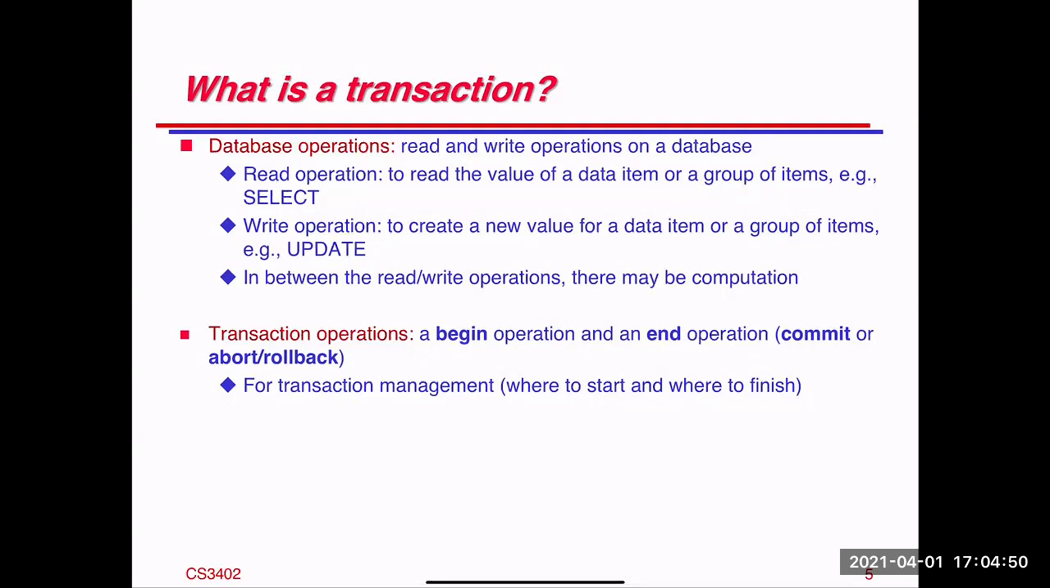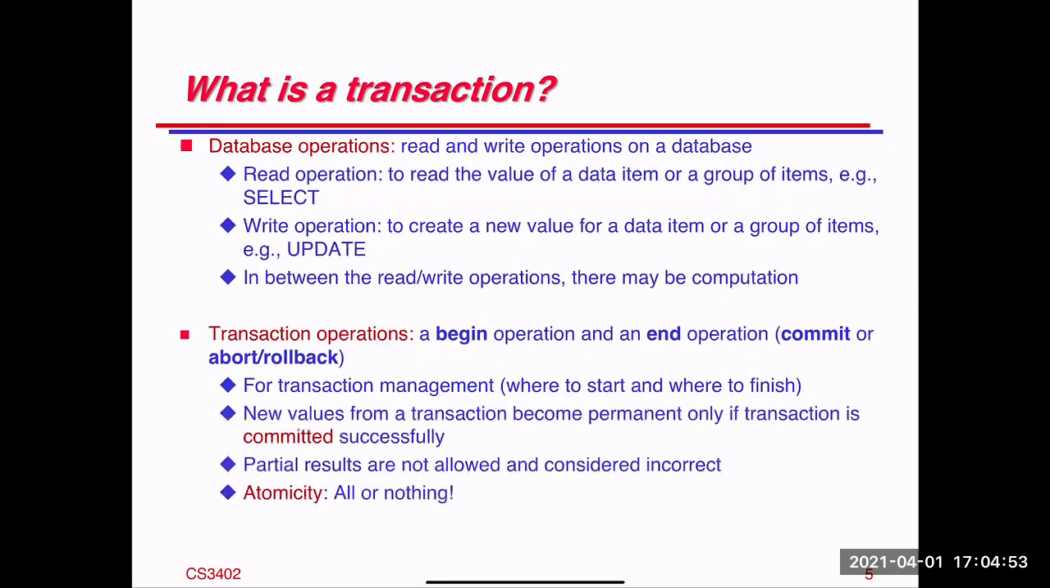We need to know where it starts and where it finishes. And the important point is that the new values that you may compute in a transaction and try to insert into the database only become permanent if the transaction is committed successfully. In particular, anything that has happened since the beginning of the transaction, if the transaction is aborted, all of these things are discarded. So there are no partial results that may show up in your database. Usually this is called atomicity, right? A transaction is an atomic unit, so it's either all or nothing.